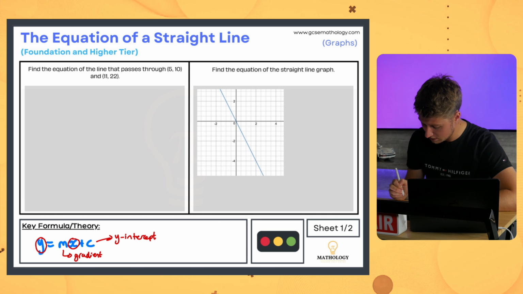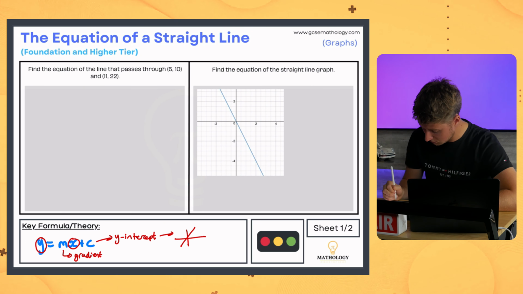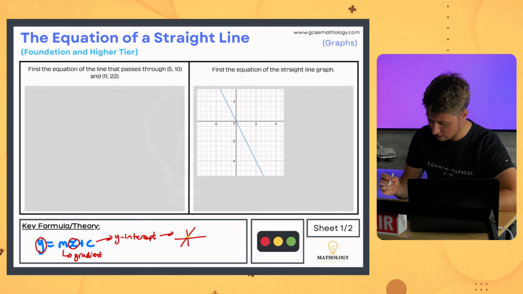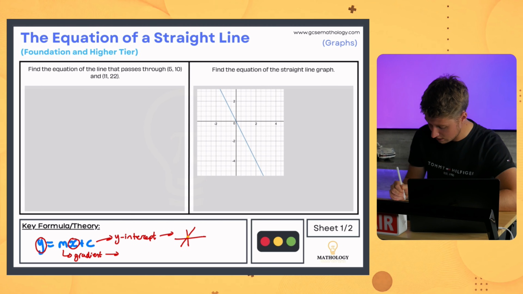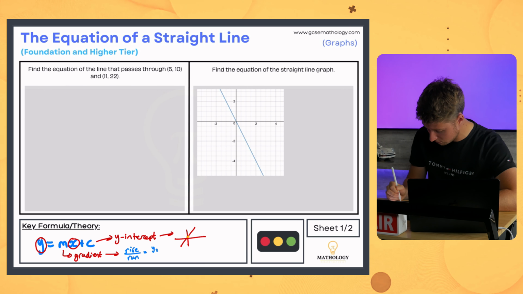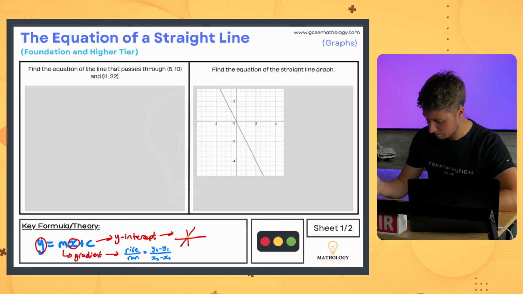So the y-intercept is where it crosses the y-axis. If we've got an axis and a straight line, this point here is the y-intercept. It's where it crosses the y-axis. And the gradient is how steep a line is. We usually say the gradient is the rise over the run, so it's the change in y coordinates over the change in x coordinates.